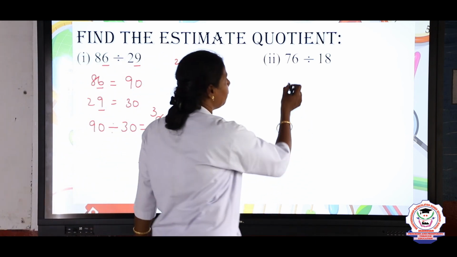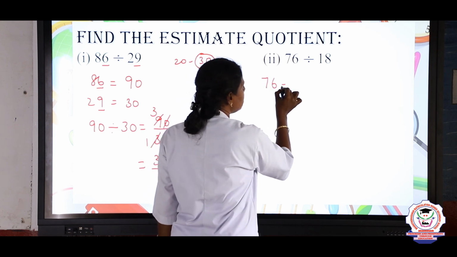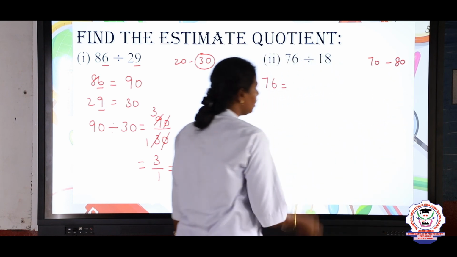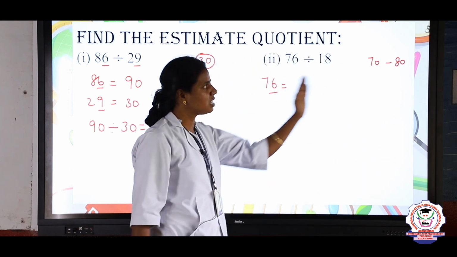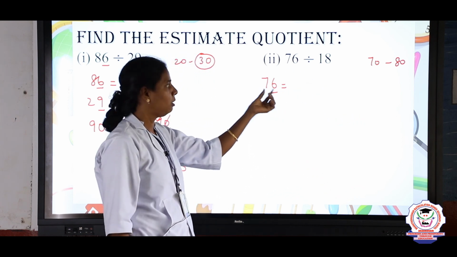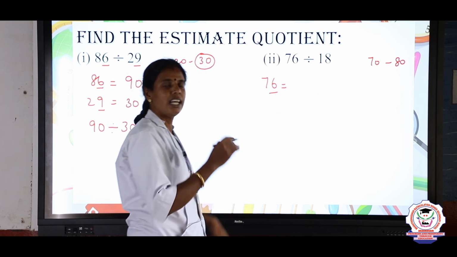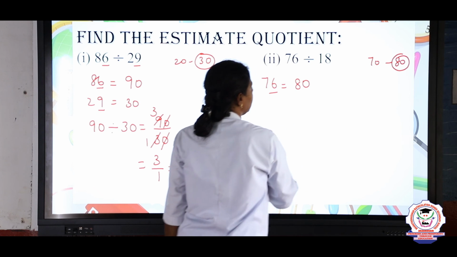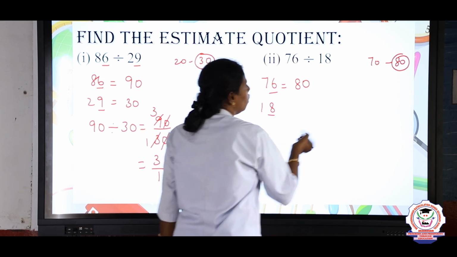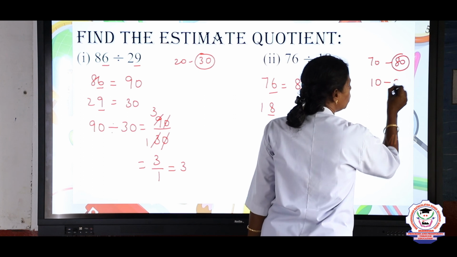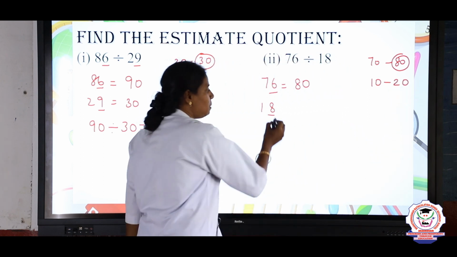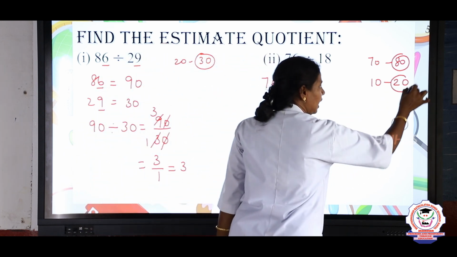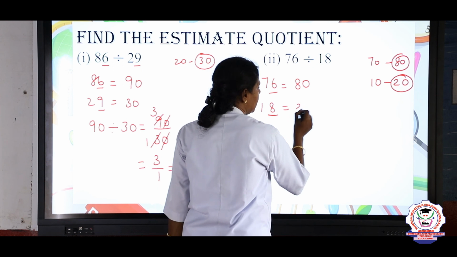Is it clear how to find the quotient of the given sum? The next one, one more example, for 76. 76 will lie between 70 and 80. So is the nearest number to 76 70 or 80? It will be 80 because the ones number is 6, which is greater than 5. So the next number we want to take is 80. And then for 18, 18 will lie between 10 and 20. The ones place is 8, which is greater than 5. So it will be rounded off to the next tens place number, which is 20.